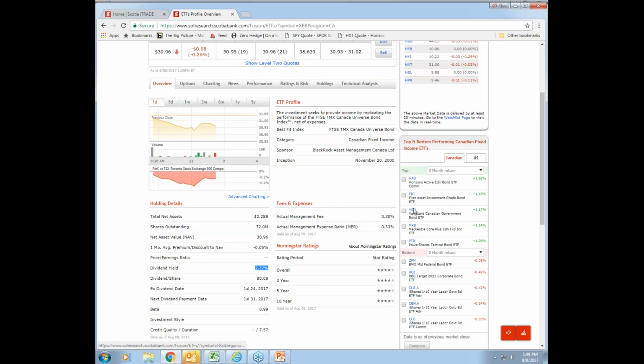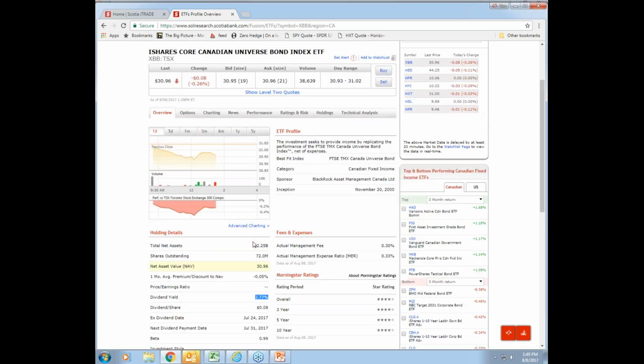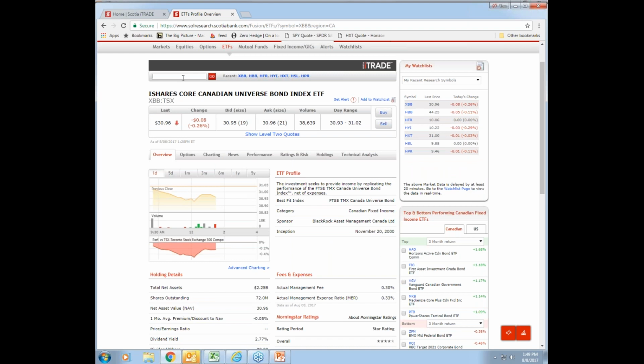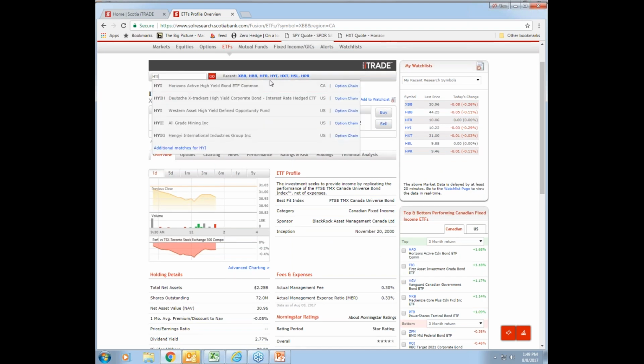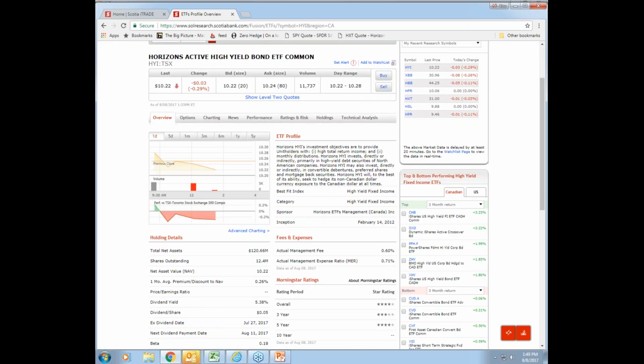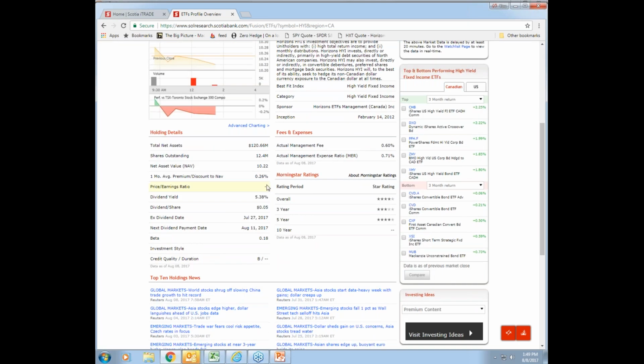Some of these products probably have shorter and longer durations, which may or may not work in your favor. Now I'm going to put in the HYI, which is the Horizons Active High Yield Bond ETF. And it's a high yield bond ETF. And we can see here now when I look at the dividend yield, I'm looking at 5.38%. And again, a much higher yield, but my credit quality down here is a B, so we can see that it's a lower credit quality.